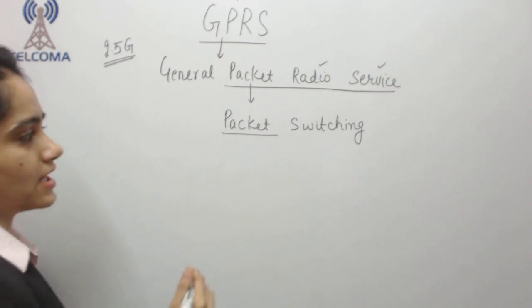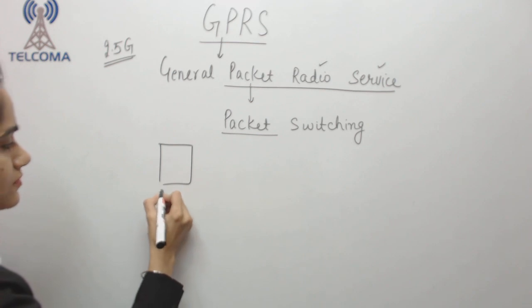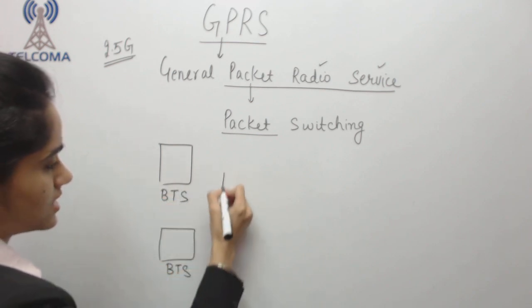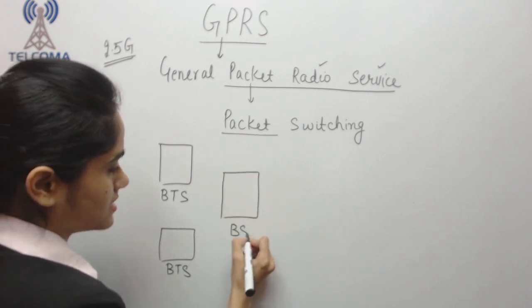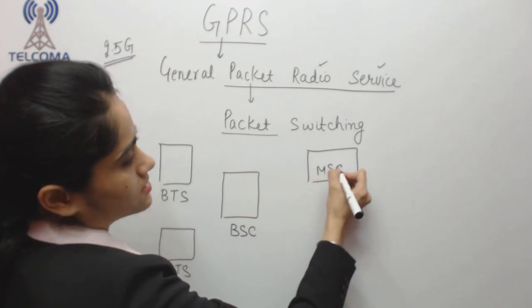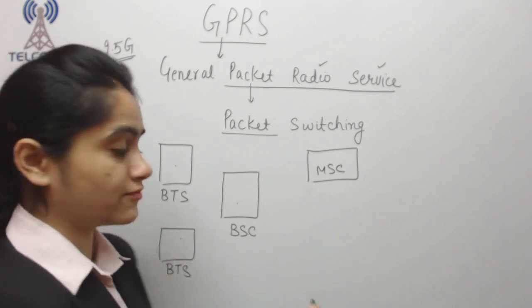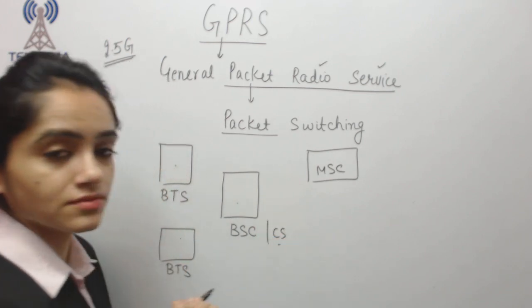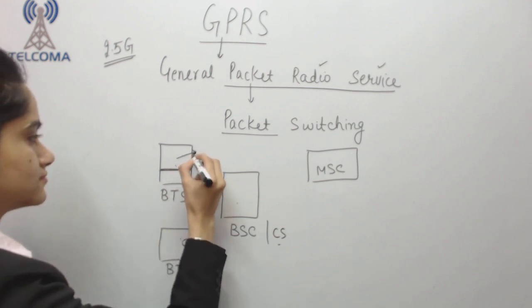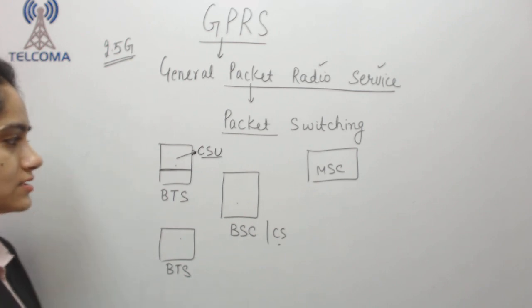Before GPRS, we have already established the GSM network. That means we have BTS. This BTS is connected with BSC, and we have MSC and its databases. Now this BTS as well as the BSC is working on a circuit switch network. That means if they have some cards, they are circuit switched units.